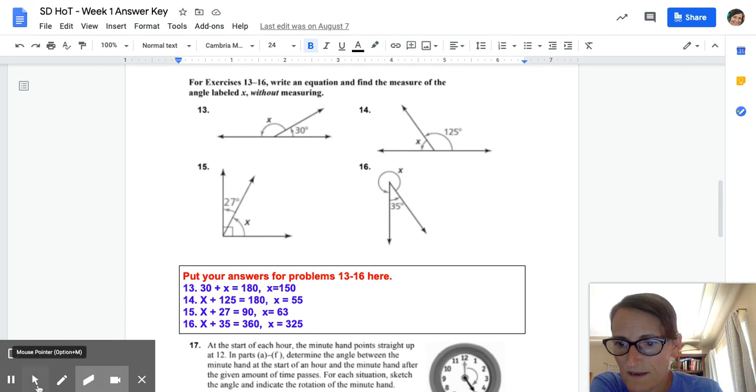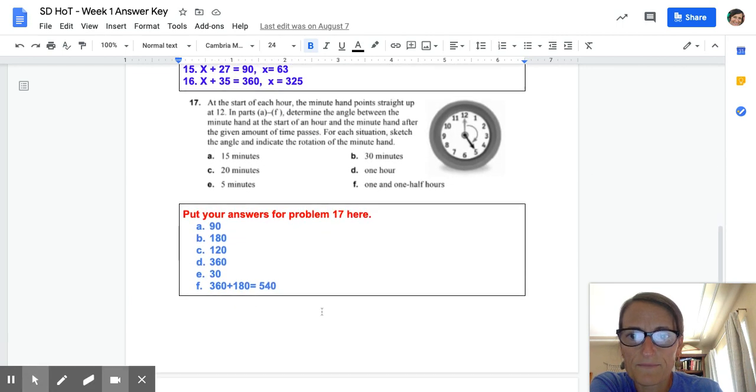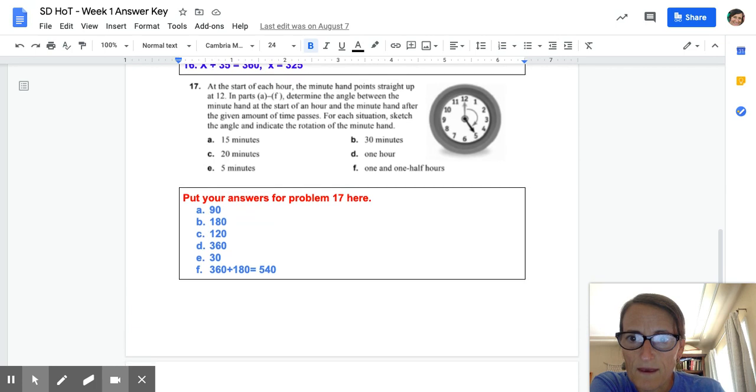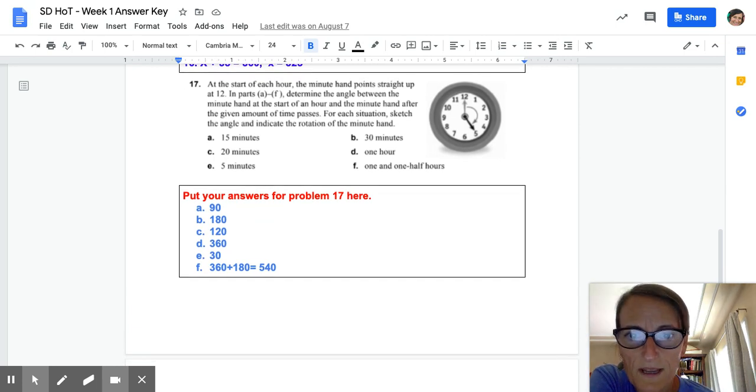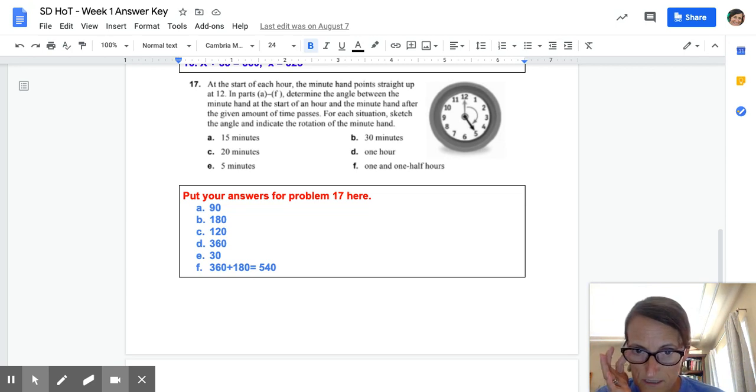Okay, this next one is an interesting problem about a clock. It says at the start of each hour, the minute hand points straight up at 12. Then you're going to determine the angle between the minute hand at the start of an hour and after that many minutes have passed. For each situation, sketch the angle and indicate the rotation of the minute hand. So these are like 6 separate problems. You're not continuing on.